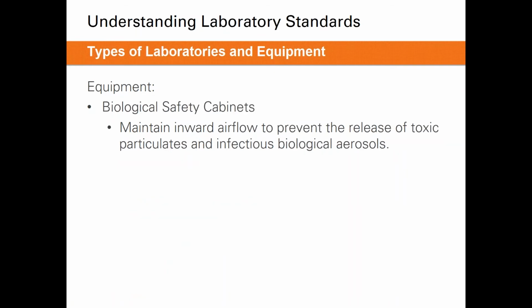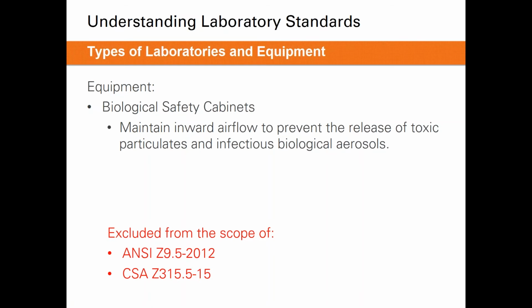The second piece of equipment that we may run into in laboratories are biological safety cabinets. These ones will be used in biological labs for maintaining inward airflow to prevent the release of the toxic particulates and infectious biological aerosols. These ones, biological safety cabinets, are excluded from the scope of ANSI Z9.5 and also CSA Z316.5.